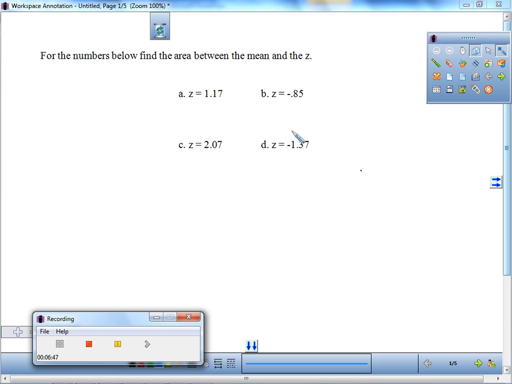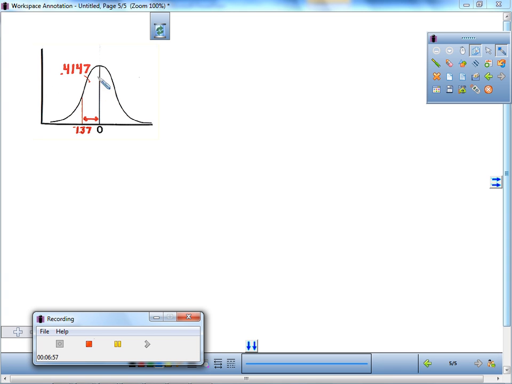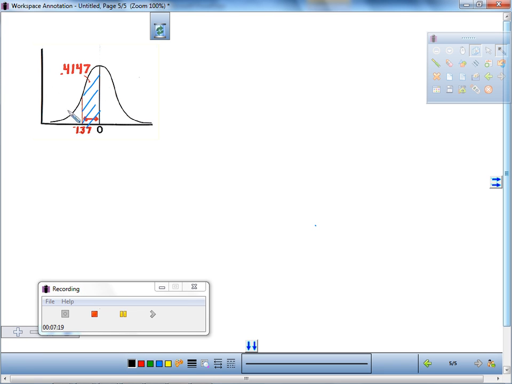Alright, we're going to do the last example here. We're going to do the z-score from the mean to negative 1.37. When we do this, we're looking for the area from negative 1.37 to the mean. Well, our z-table is not going to give us that directly, so we'll end up subtracting the 0.5 again. Because what we're looking for is this area, but our z-table is going to give us all of this. But we only want from here to here.